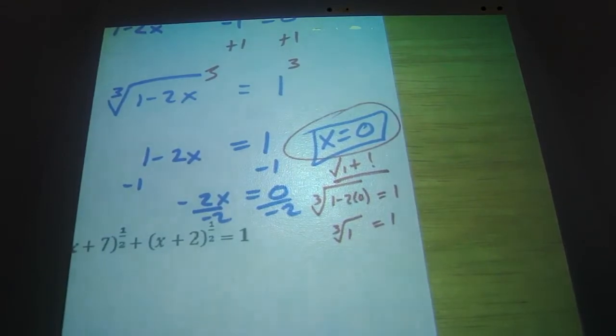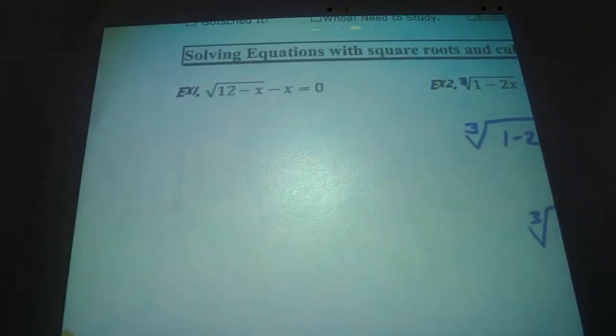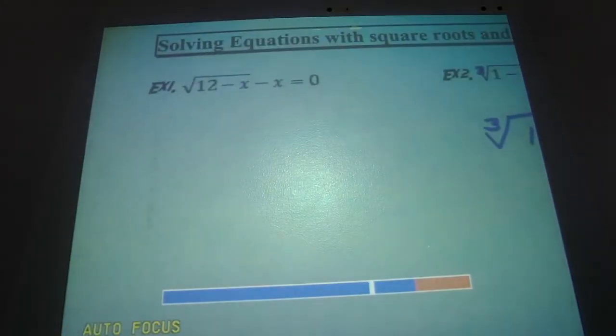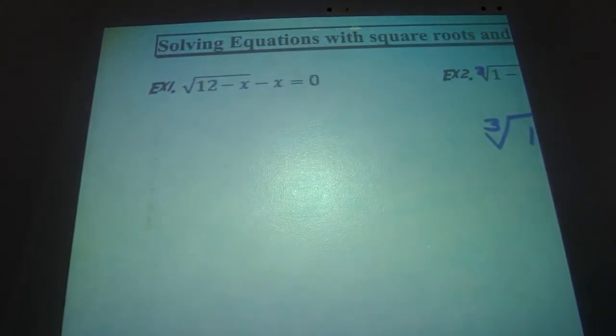All right, ladies and gentlemen, let's go and dive into a little bit harder one here. I'm going to example 1. So I take a look at this one. Now I have a square root of 12 minus x, and then minus x equals 0. So what's the first thing we got to do here? What do you guys got to do?